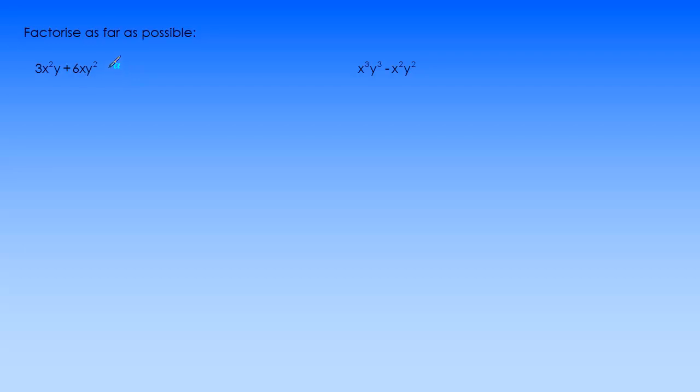So here we want to factorize as far as possible. So I'm going to write this out as 3 times x times y, and the 6 I'm going to split into 3 times 2. Then I have times x times y times y. Now let's look at what's common. We've got a 3 in each term. There's an x in each term. And there's a y in each term.